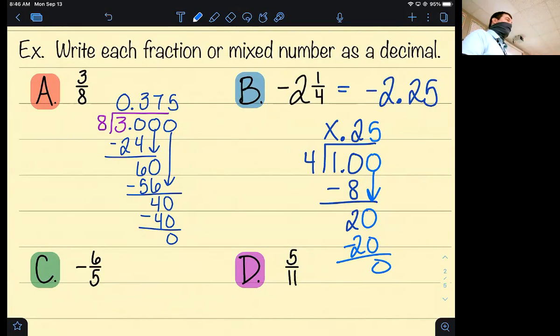1/4 is 0.25. 0.25 is not my answer though, because this work that I got right here was just helping me do this part. Don't forget there's a -2 in front of the fraction. So a -2 is going to go in front of my decimal, make it -2.25. Okay.